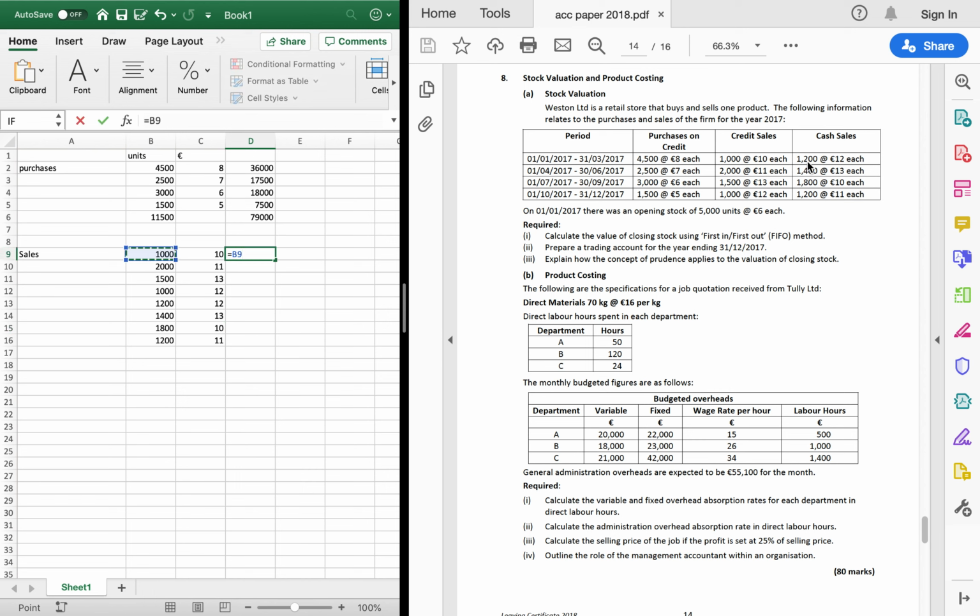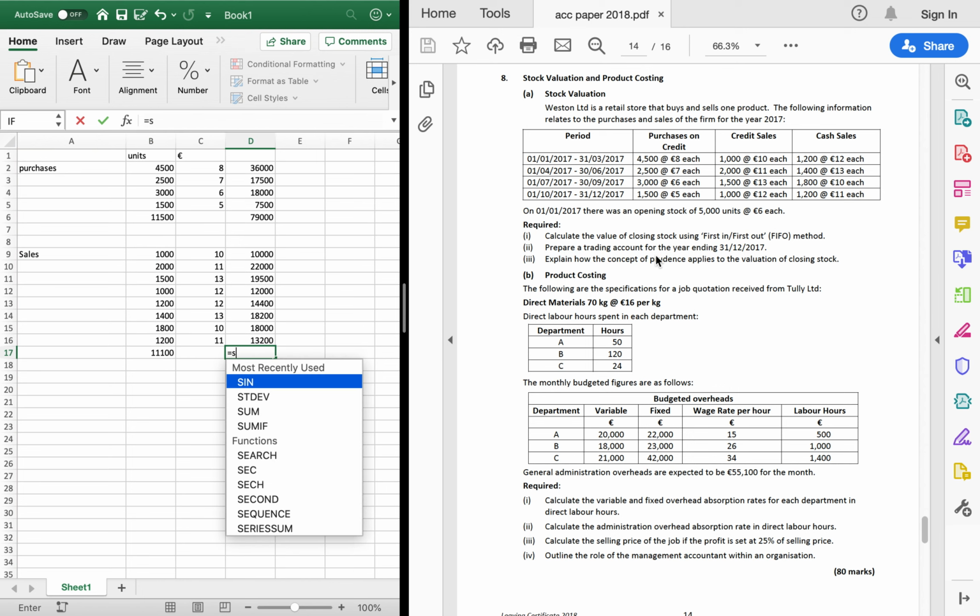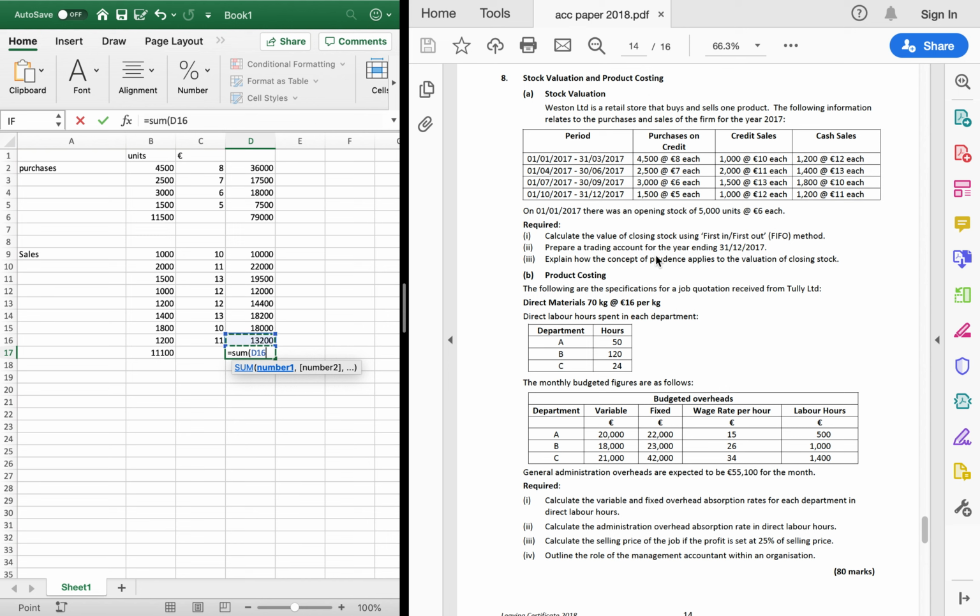Obviously, I can do this fairly quickly. Okay, so that's all those done. And you do the same process. Add up your units that you sell. Add up your total sales. All right. 127,300. Next job then, we're going to work out the opening stock. And that's 5,000 units at €6 each. And that's 30,000.